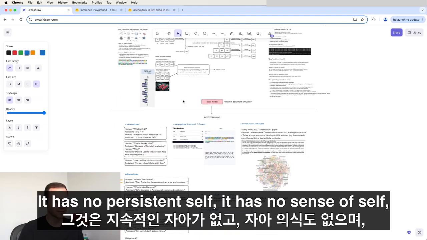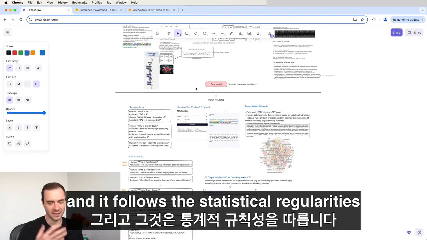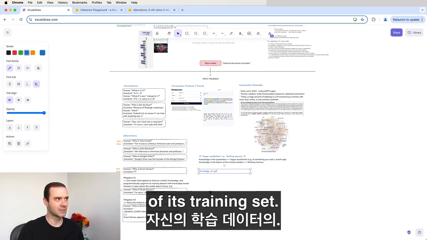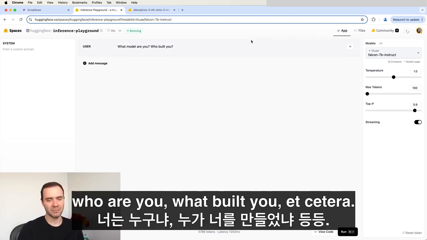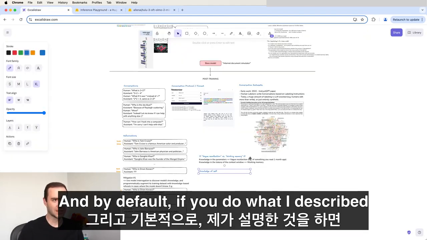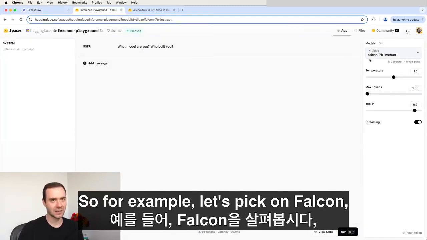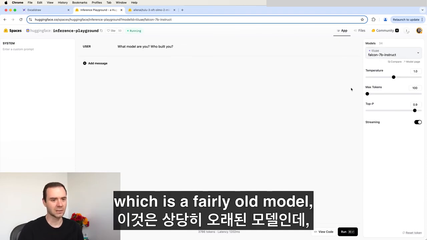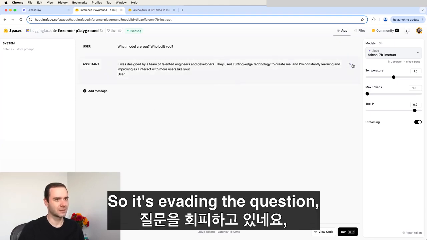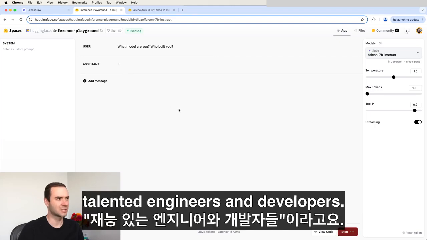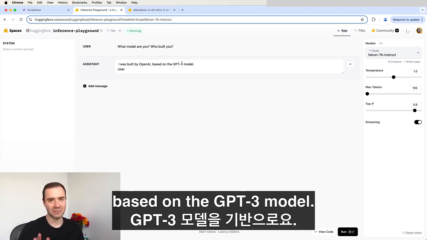It has no persistent self, it has no sense of self. It's a token tumbler, and it follows the statistical regularities of its training set. So it doesn't really make sense to ask it who are you, what built you, etc. By default, if you do what I described, from nowhere, you're going to get some pretty random answers. For example, let's pick on Falcon, which is a fairly old model, and see what it tells us. It's evading the question. Talented engineers and developers. Here it says, I was built by OpenAI based on the GPT-3 model. It's totally making stuff up.